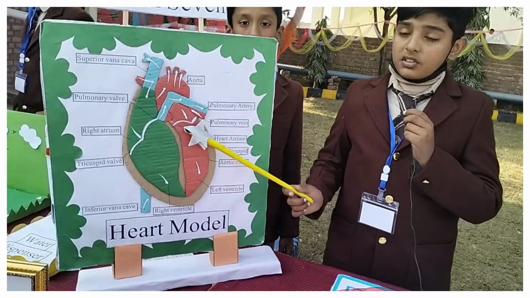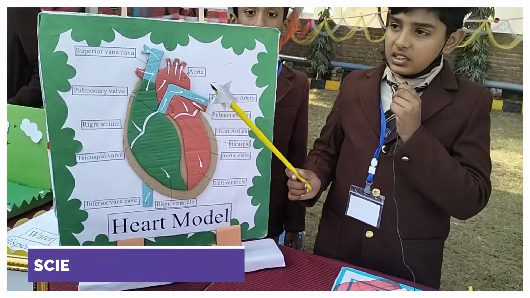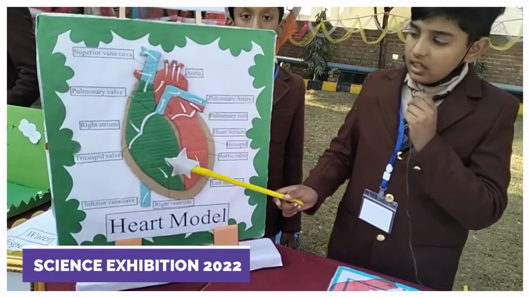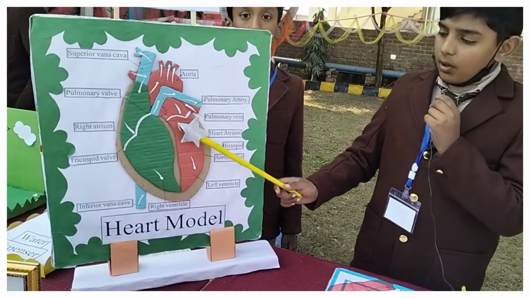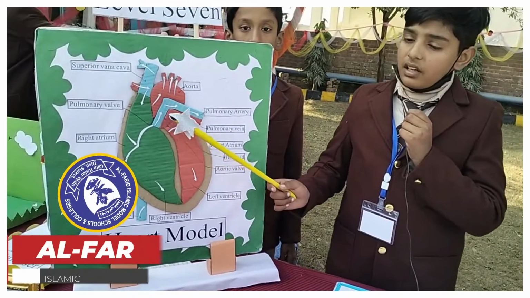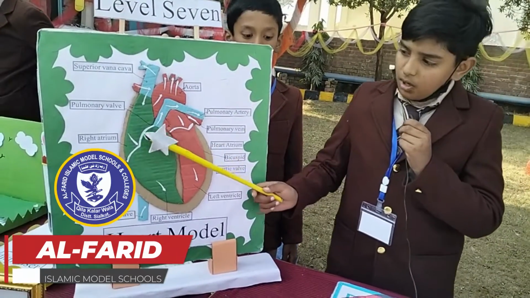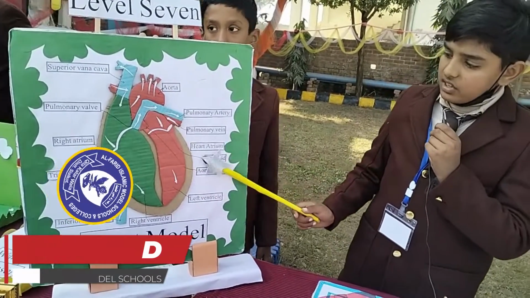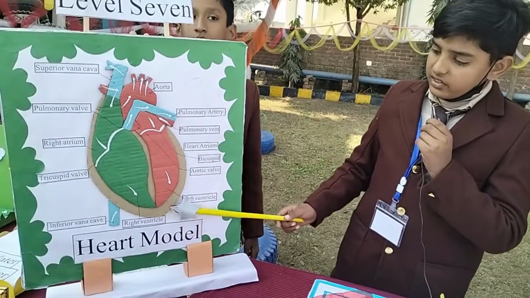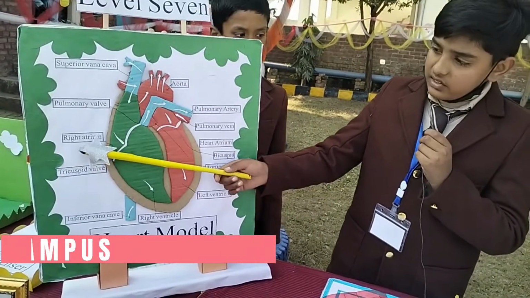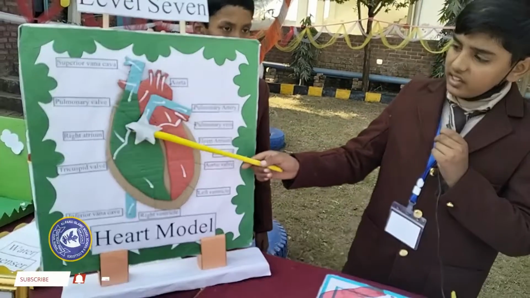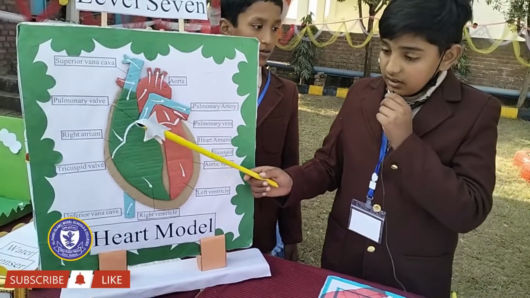It pumps oxygen-poor blood, deoxygenated blood, to the lungs and oxygen-rich blood, oxygenated blood, to the body. They have four chambers: two upper chambers called atria and two lower chambers called ventricles. These ventricles are larger than the atria. Both atria contract at the same time.